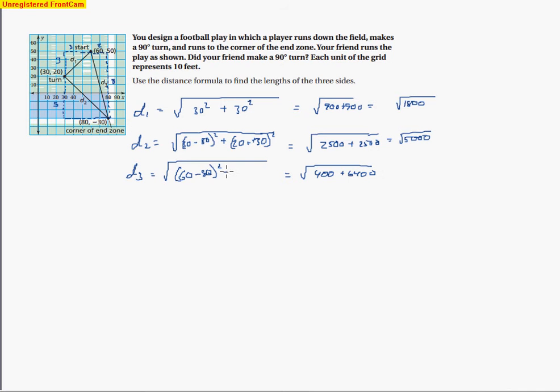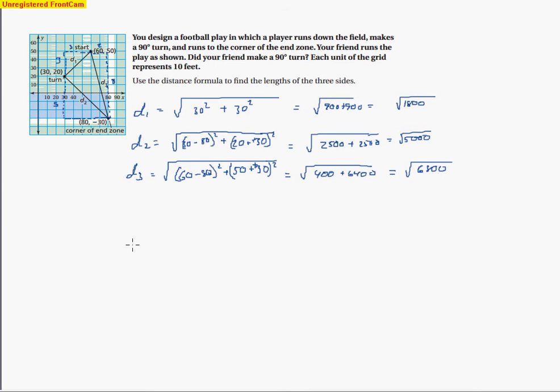But if I didn't know that, I could just subtract these two numbers. 50 minus negative 30, I add the opposite, and you see 5 plus 3 makes 8. So it's 80. 80 squared is 6,400. And when I add those two together, I end up getting 6,800. All right, so now we've got those numbers.